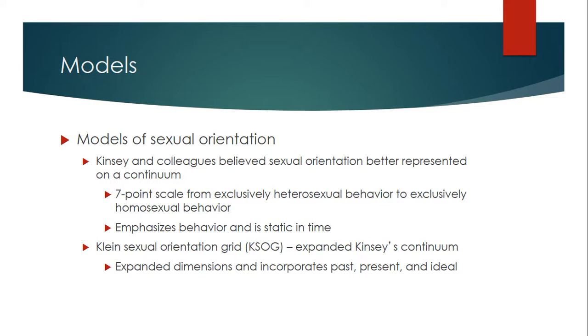He came up with this scale that was on a continuum. So before Kinsey, it was kind of more black and white, clear cut. Either you're homosexual and you're attracted to the same sex, or you're heterosexual and you're attracted to the opposite sex. But Kinsey kind of put it more on a continuum that would allow for a little more fluidity in that attraction. And then Klein was the next one who kind of expanded on Kinsey's continuum.